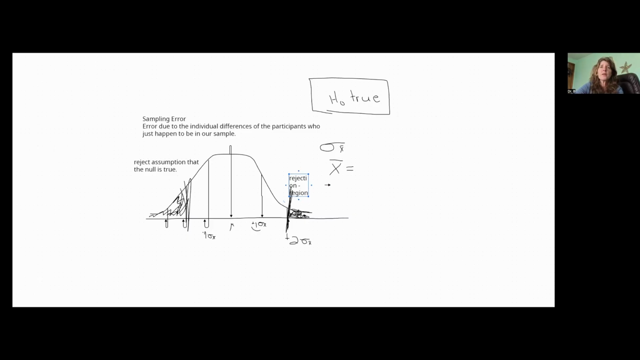And once we have that sense of what that rejection region is, now we can go and, oops, give me a second.